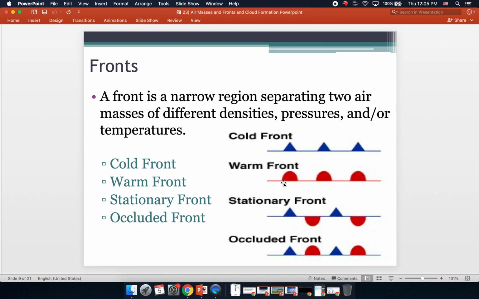A warm front, the symbol is a line with these semicircles. So even though we've got it colored red here, even if this was in black and white, you should be able to tell the difference between a cold front and a warm front due to the symbols. A stationary front is almost like a half and half. You've got the cold front indicators on this side and the warm front indicators on that side. And then an occluded front is kind of the same thing, except all your symbols are on one side.